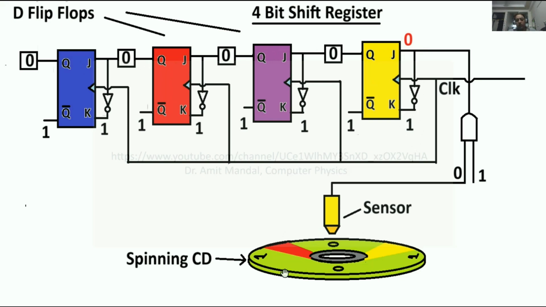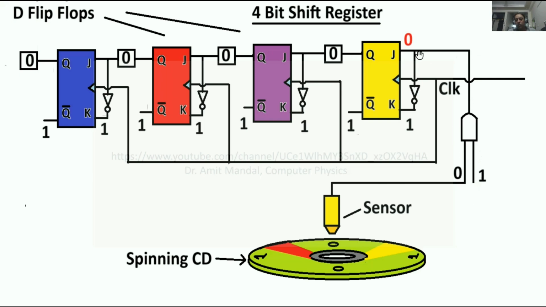Now here I am taking an example. Suppose there is a CD in which a code 0101 is embedded. When this CD spins, the sensor senses the code and sends it to the J of the first flip-flop. You can see the sensor passing through an AND gate. This AND gate is just to enable the sensor to send the data. In case the right terminal of this AND gate is 1, then the data will be sent.